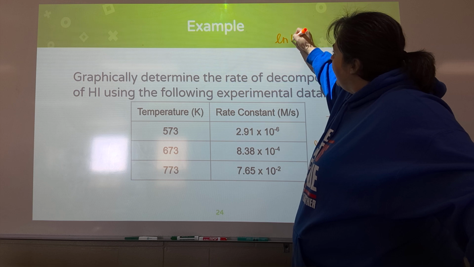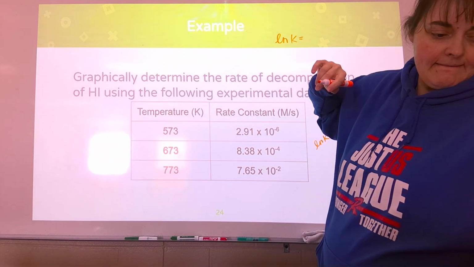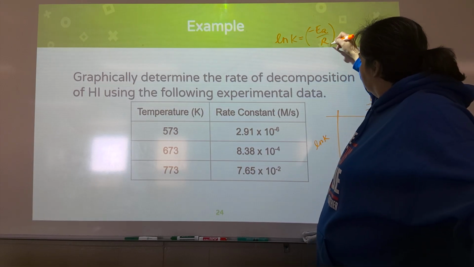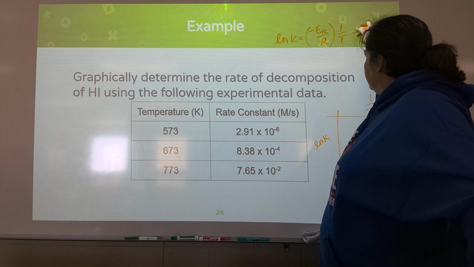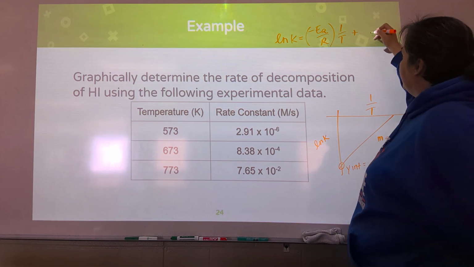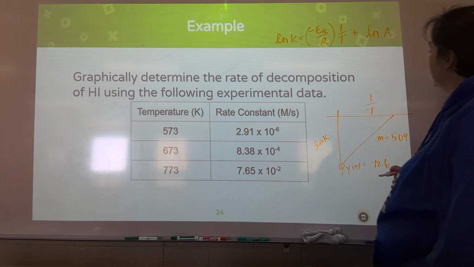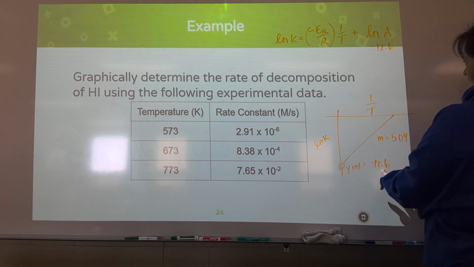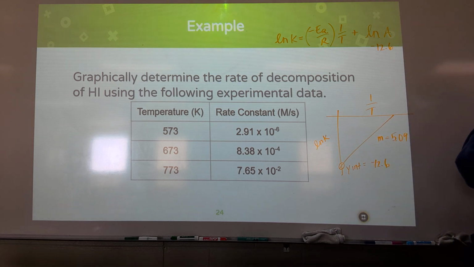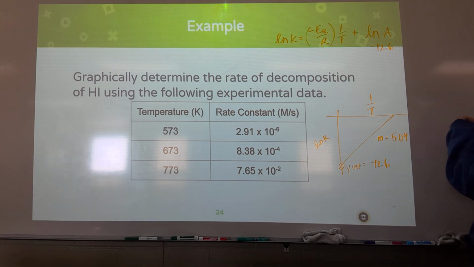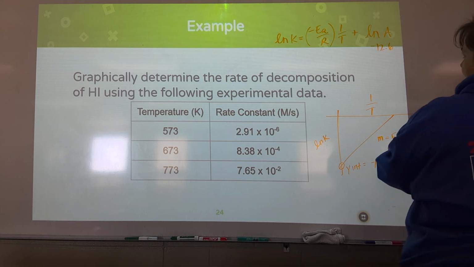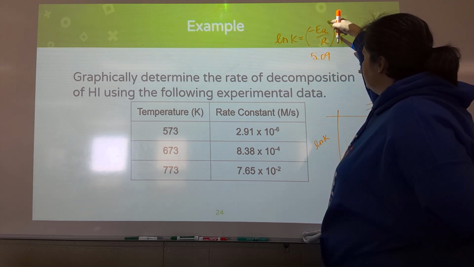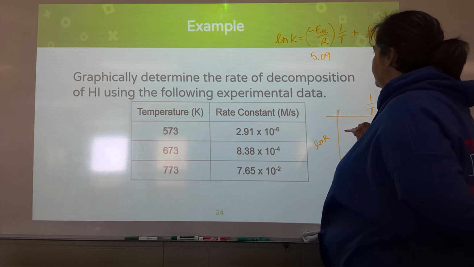So the natural log of K equals negative EA over R times 1 over T plus the natural log of A. And so our y-intercept is going to be this negative 12.6. That's going to be the natural log of A. That's going to tell us something about the frequency of the collisions with the right orientation. And the slope of this line is 5.09. And that's going to tell us about the activation energy divided by the gas constant.